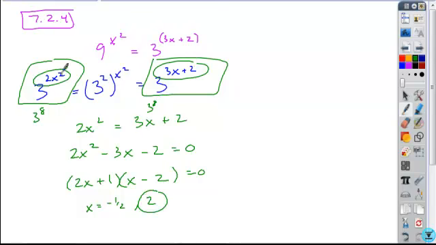Do the same thing with the negative 1/2. So here, negative 1/2 squared is 1/4 times 2 is 1/2. And we compare that to here when we take our negative 1/2 times 3 is negative 3/2 plus 2 is a positive 1/2. So you see those are equivalent. So both of these numbers work for that problem.